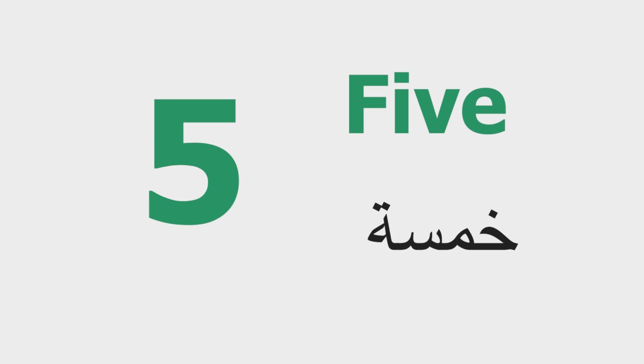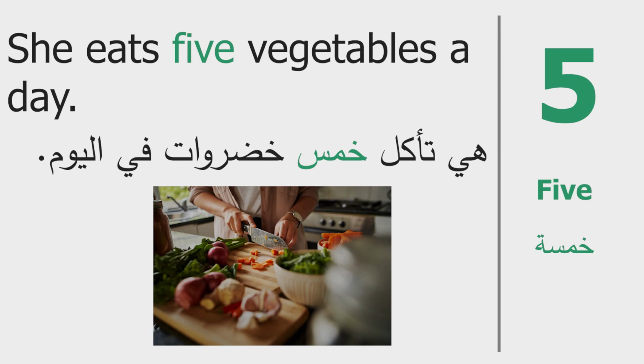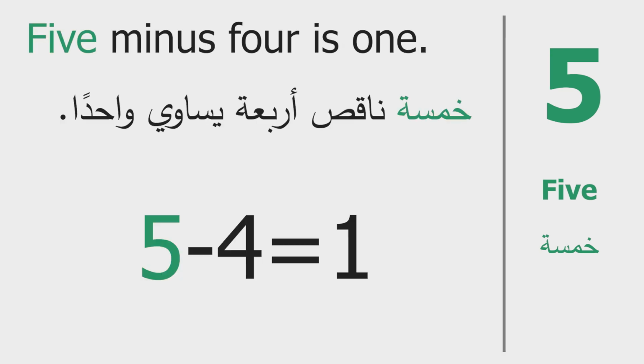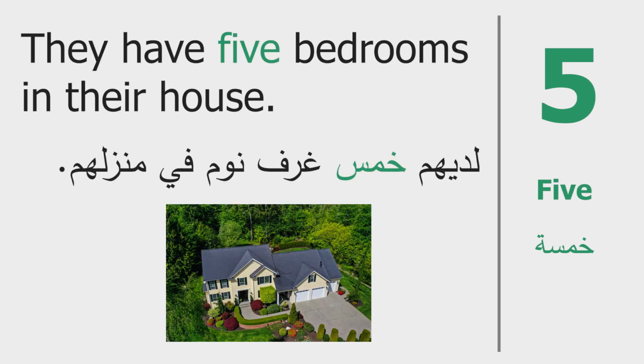5. She eats 5 vegetables a day. 5 minus 4 is 1. They have 5 bedrooms in their house.